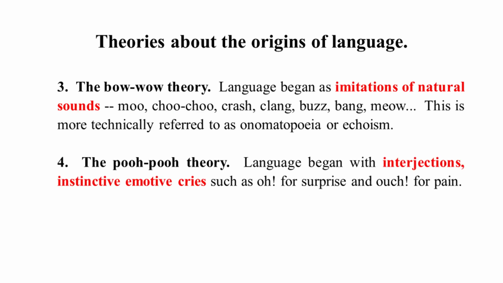3. The Bow Wow theory. Language began as imitations of natural sounds: moo, choo-choo, crash, clang, buzz, bang, meow. This is more technically referred to as onomatopoeia or echoism.